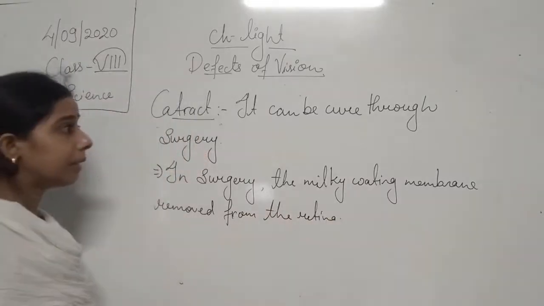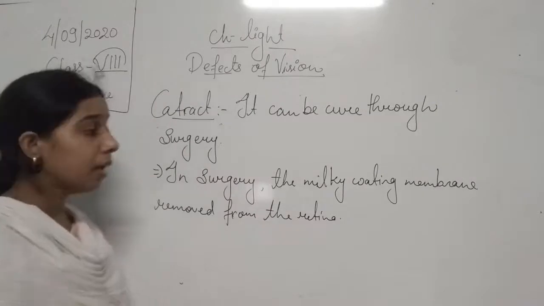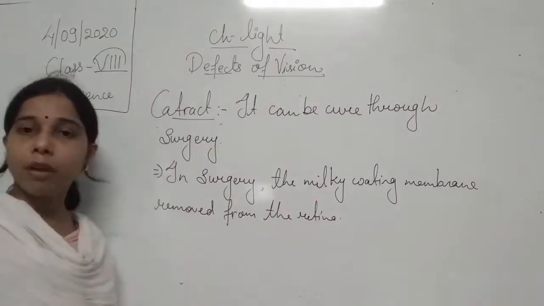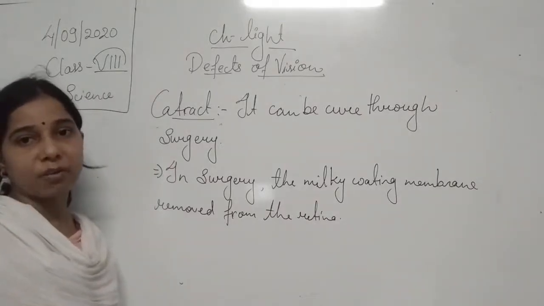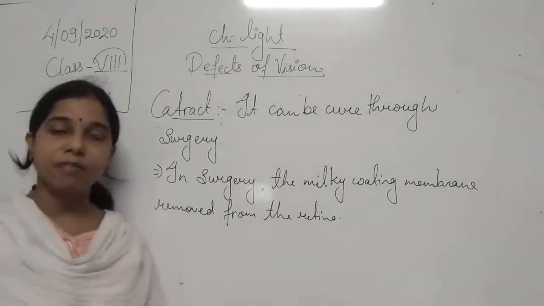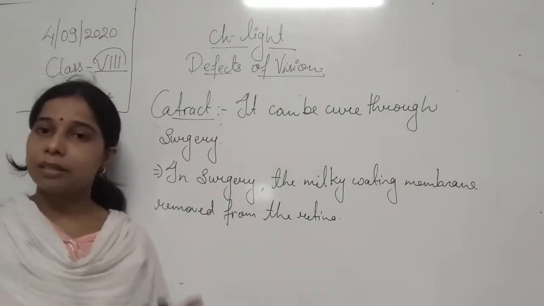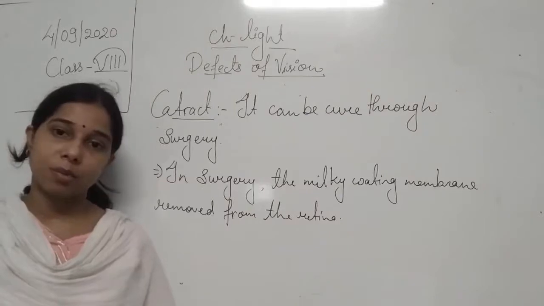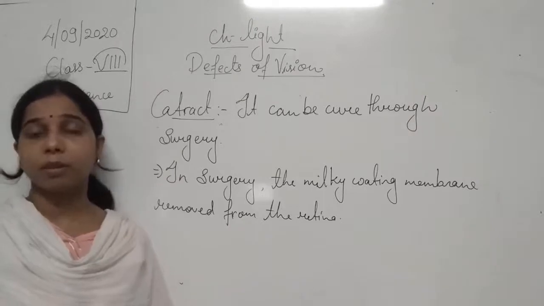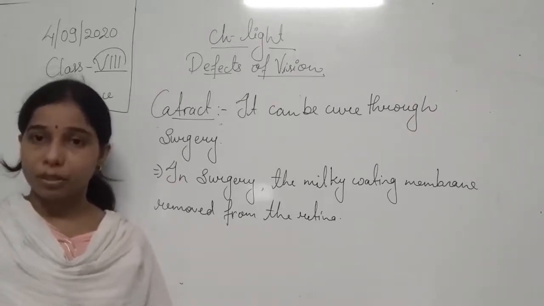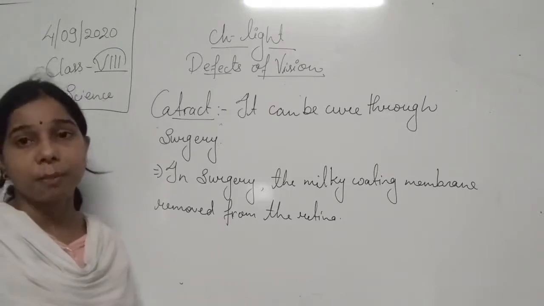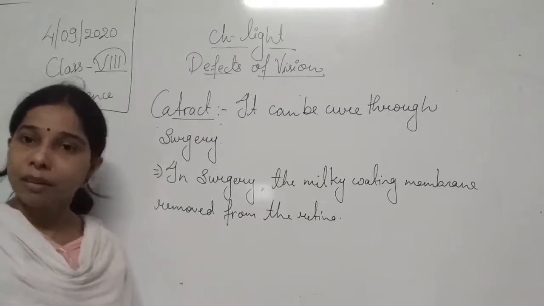So you see here, student, the cataract can be cured through surgery, in which the milky coating membrane, the translucent membrane, will be removed. As it is removed, light rays will be able to pass through the lens and we can see the object clearly. So these are the three defects of vision, student. First one is myopia, second one is hypermetropia, and the third one is cataract. Let me tell you, student, these all three are very important in terms of the exam. Most of the time the question is asked related to myopia, hypermetropia and cataract.